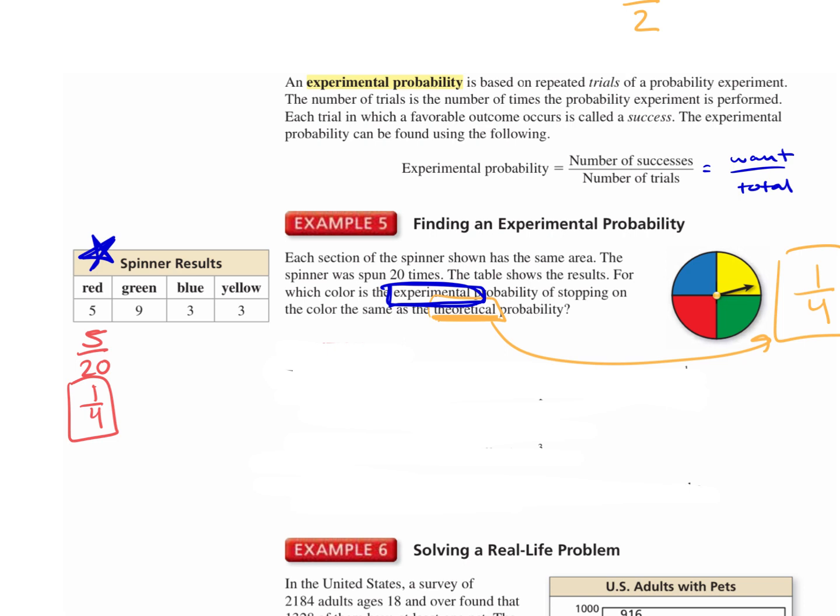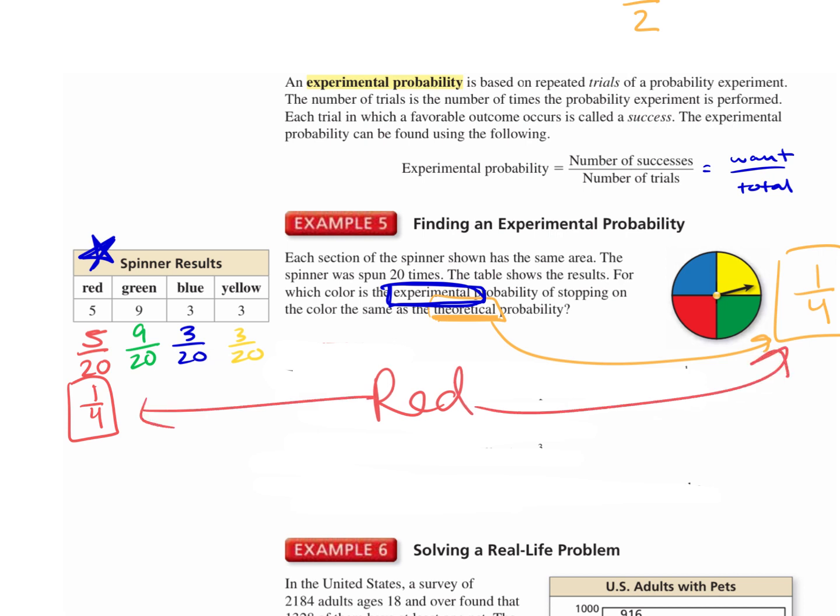So let's do green. How many times did they spin on green? 9 out of how many? 20. How many times did they land on blue? 3 out of 20. And yellow? 3 out of 20. So for which color is the experimental probability the same as the theoretical probability? Red. Because they're the same.